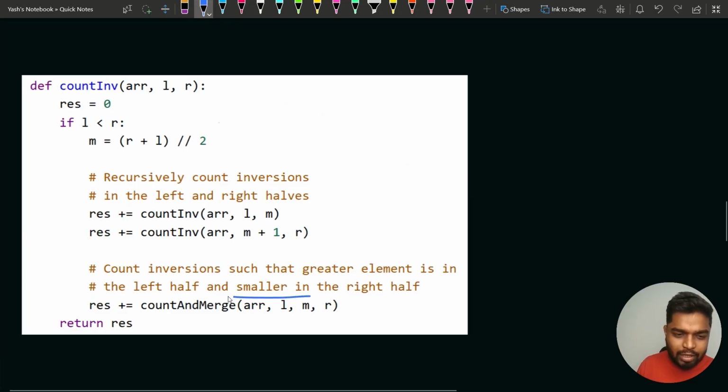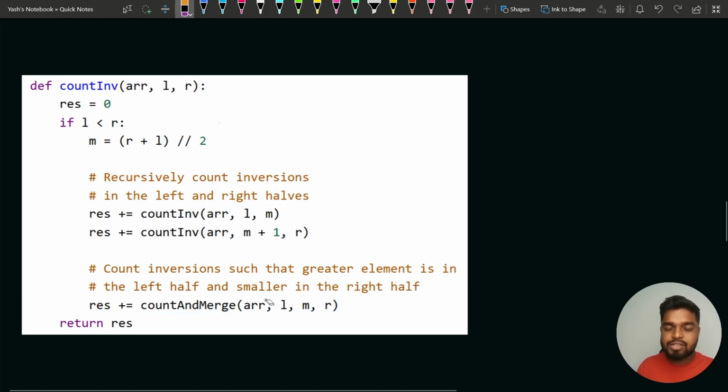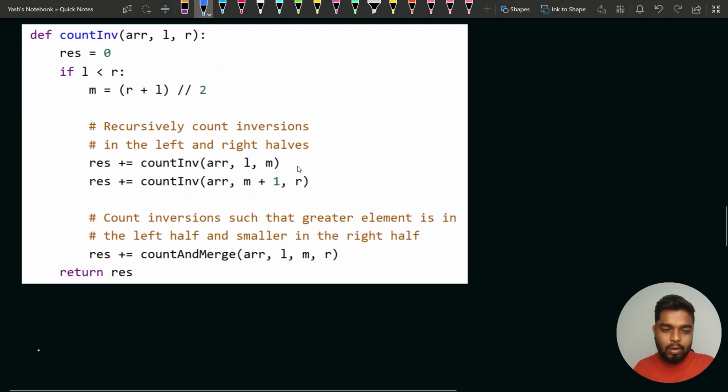This count and merge function will be the same as the merge function in a normal merge sort. This will help us count the number of inversions very easily and efficiently, because earlier in the brute force approach we were checking all the possible pairs. That was an n square approach. But here, with the help of sorting, we'll be able to count the number of pairs much more easily without checking all the pairs individually. Okay, how can we do that?